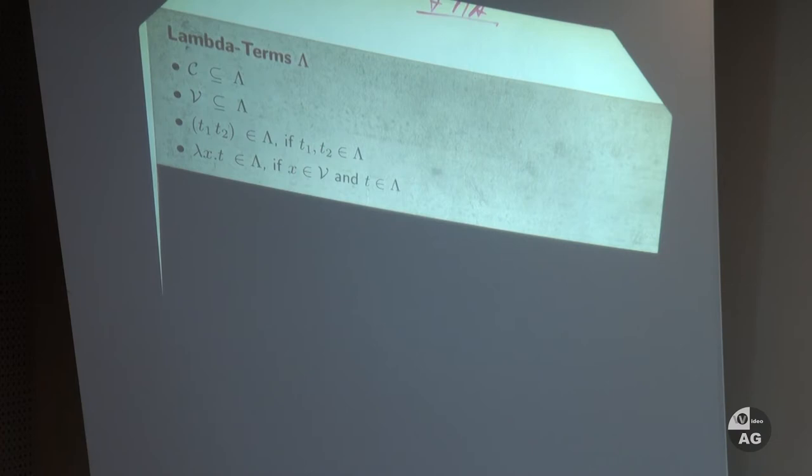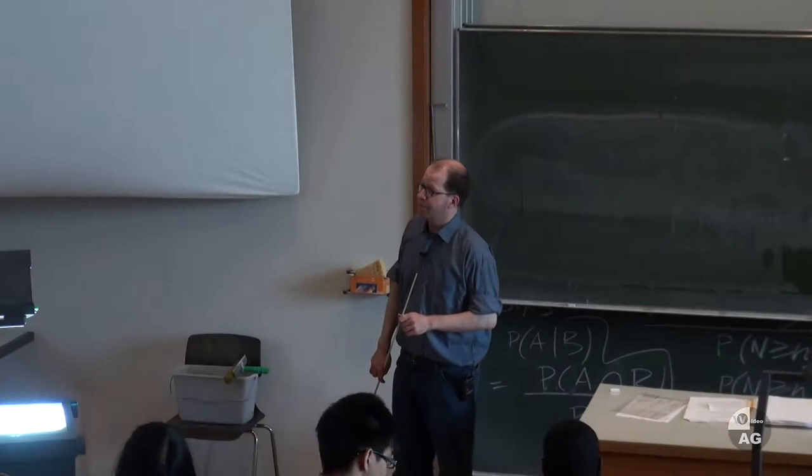So the lambda calculus is a very simple language. Historically, it was developed long before functional programming, or long before programming languages in general. It was developed for the same reason as Turing machines, to express what computability means.